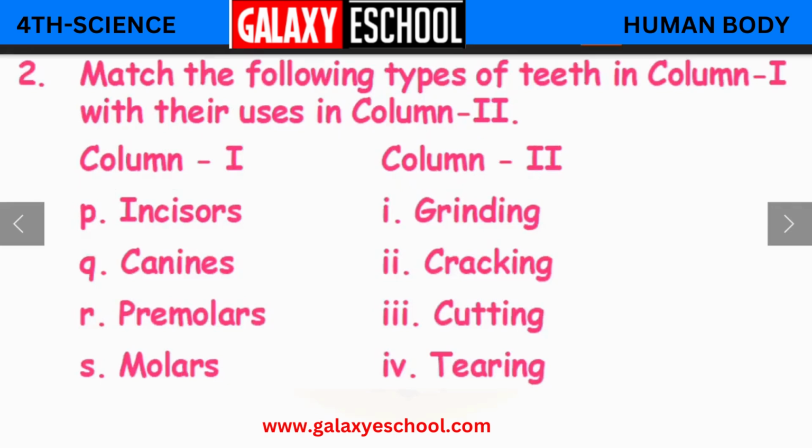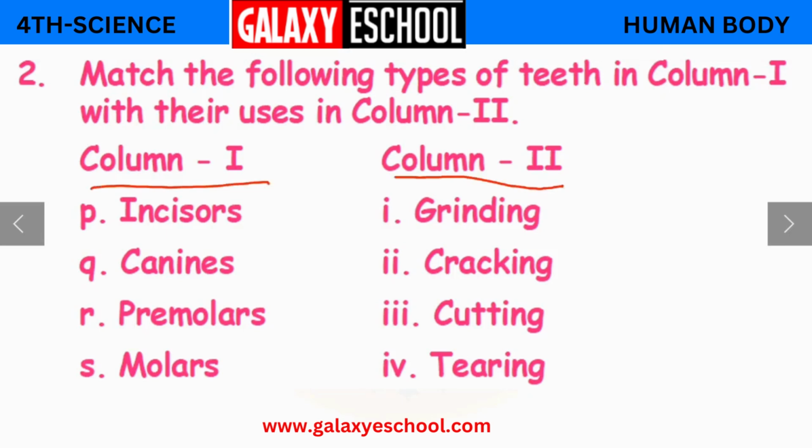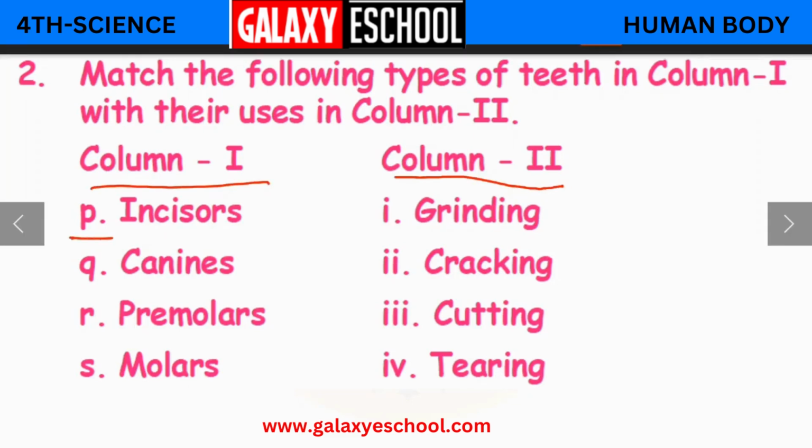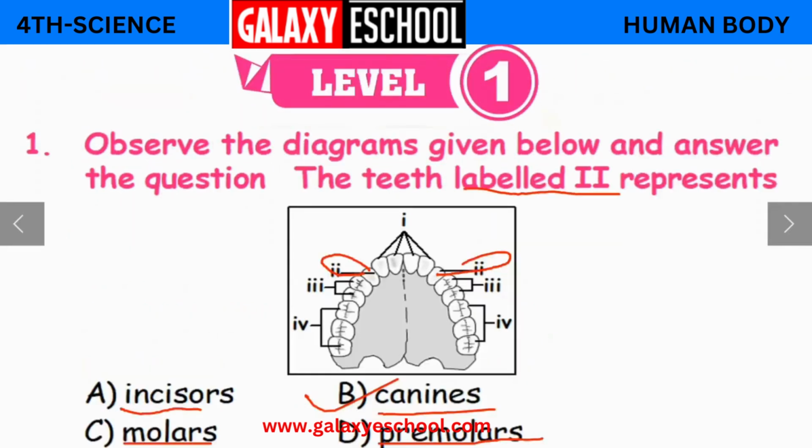Now the second question is: match the following types of teeth in column 1 with their uses in column 2. Okay, so you have got 4 types of teeth, children, in column 1, and what work they do, their function, is written in column 2. So we have to match. So what do you have in column 1? You have incisors. So P is represented as incisors. Incisors are the first 4 teeth. I'll just show you in this picture. The first 4, this I, is nothing but incisors.